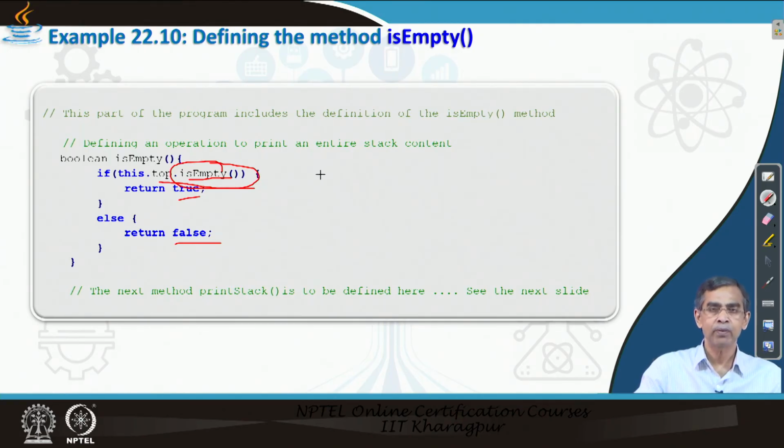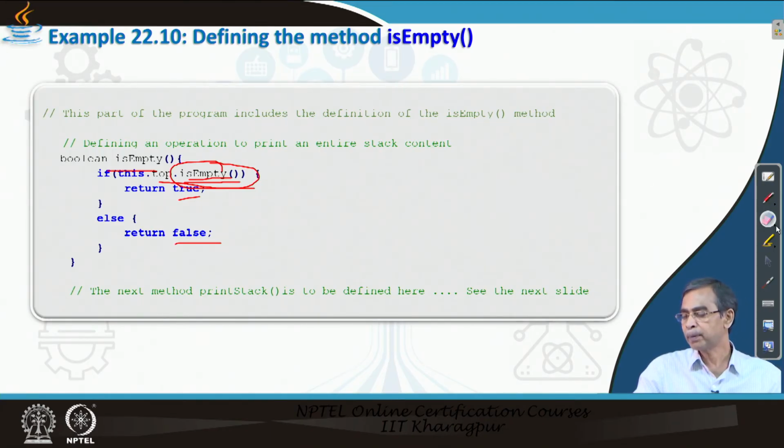What we are doing here is using all the methods that have been implemented for the linked list to implement the methods for the stack. So, we use the isEmpty method defined for the linked list to define the isEmpty method for the stack. That is the idea. Otherwise, you can simply check if top is equal to null, then return true, else false. This is also a valid operation that you can think about.